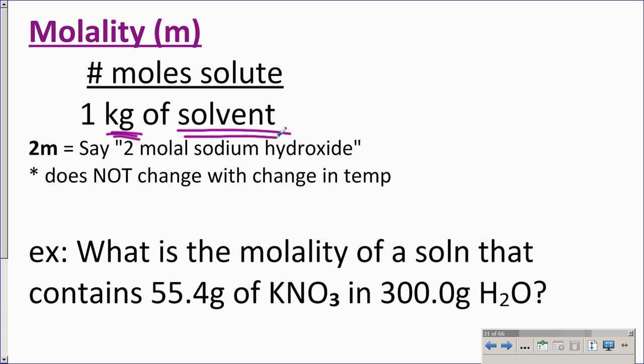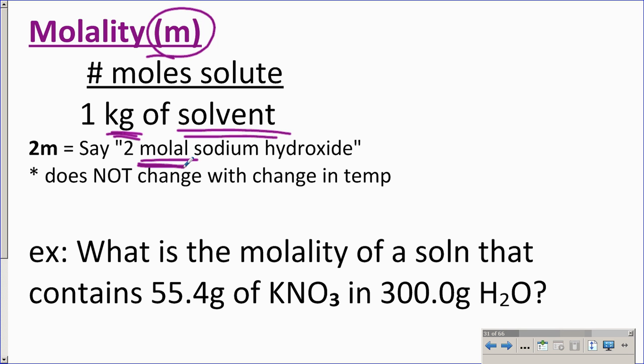It is still number of moles of solute. That's still the same. How do we denote molarity versus molality? What letters do we use? Lowercase m, right. So this one's got a lowercase m versus capital M. So if I write little m next to something, like 5 little m, 5 molal, or let's go with this one, 2 molal sodium hydroxide, I mean 2 moles of sodium hydroxide over 1 kilogram of solvent, which is probably water. Most of the time our solvent is water.